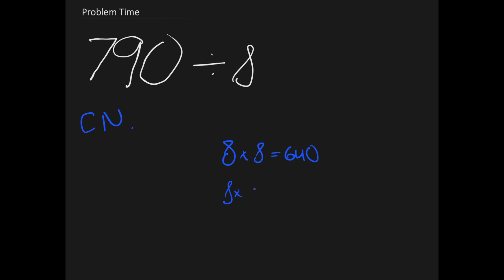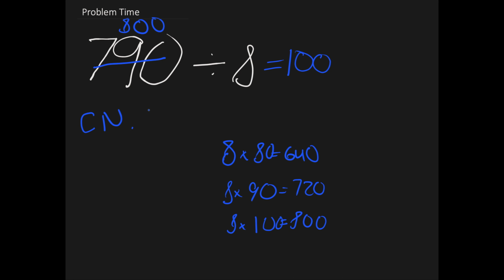8 times 9. I'm just going to add 90 there to feel more realistic. 8 times 90 is 720. That's getting warmer. And now we're going to do 8 times 10. That equals 80. But what if we add another 0 there? 800. So it looks like 8 times 100 is what we're doing. So this number would be changed to 800. Now it's 800 divided by 8, and we all know that would equal 100. So using the compatible numbers, we got 100.